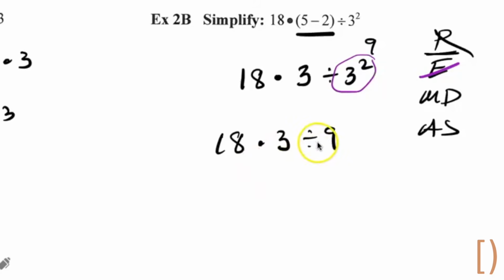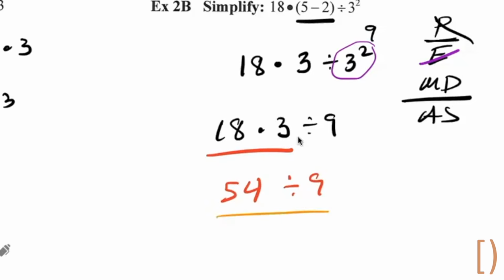Now all we have left is multiply and divide. They're all on the same line, so it does not matter. We're just going to go left to right. We're going to do 18 times 3, which is 54, divided by 9. And then we're going to do 54 divided by 9, which is 6.